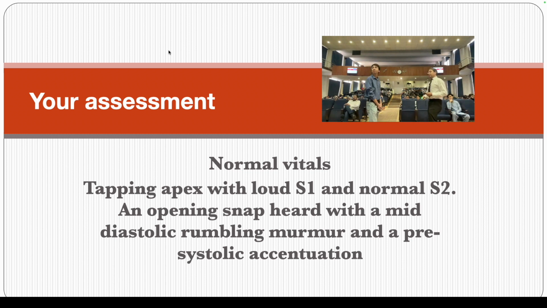So you got these findings on examination: a loud first heart sound, a normal second sound, an opening snap, a diastolic murmur, and a late diastolic or pre-systolic accentuation. Now, how would you interpret these findings? What is the conclusion we can draw from them? The patient was asymptomatic. It was determined during pregnancy that she had a murmur, and the physician found this. How would you interpret this?